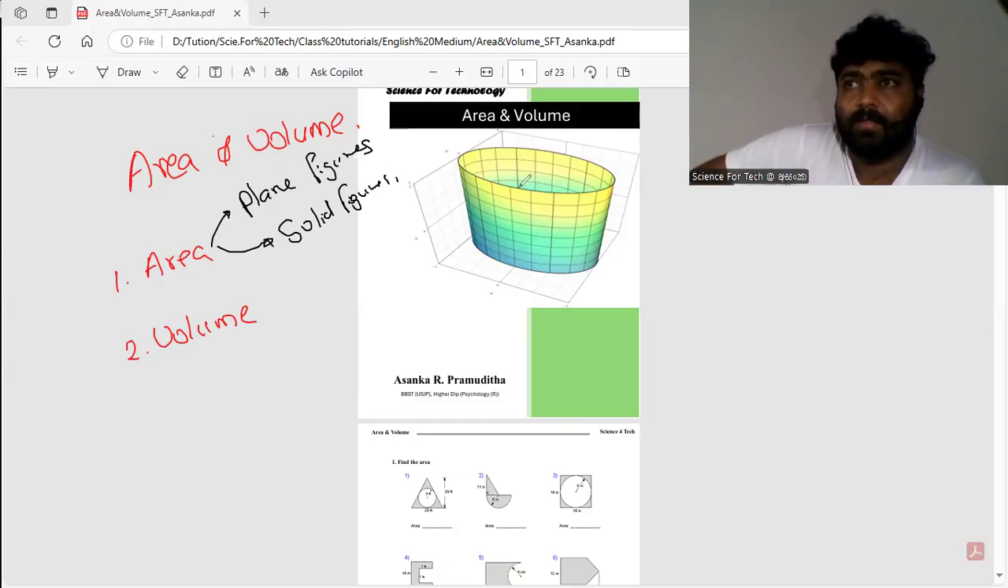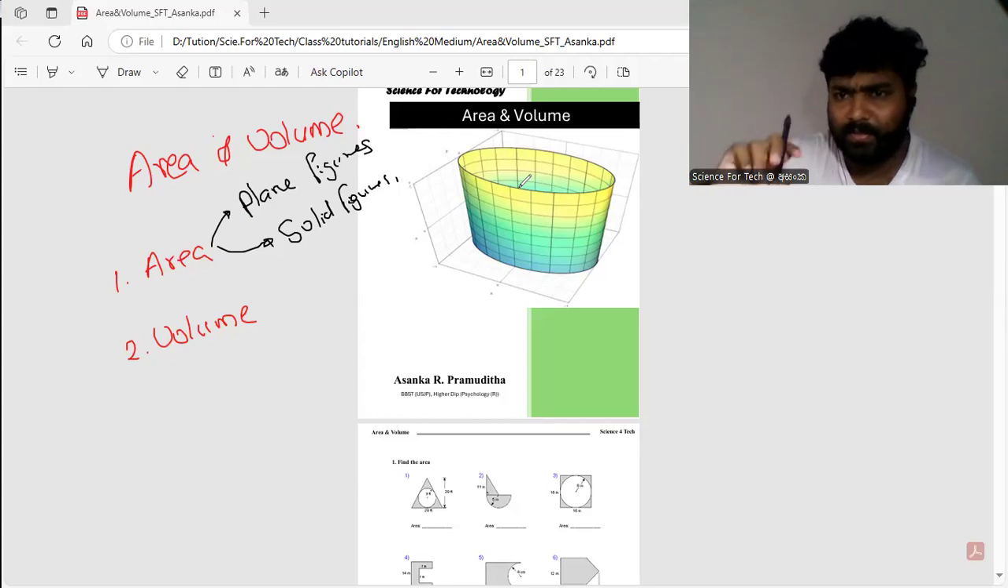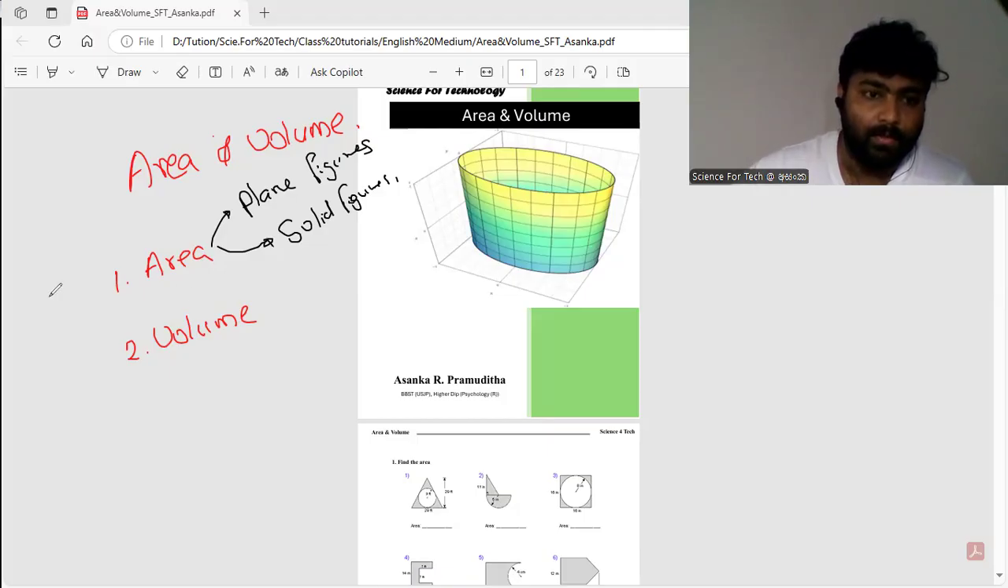Plane figures are those that are not tangible. We can just draw them. But solid figures are those that are tangible. Then under volume, we cannot find volume in plane figures. Those are only in solid figures.